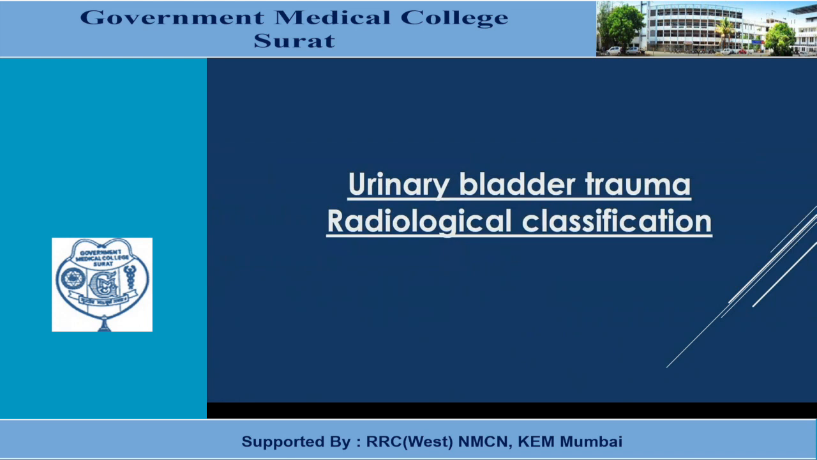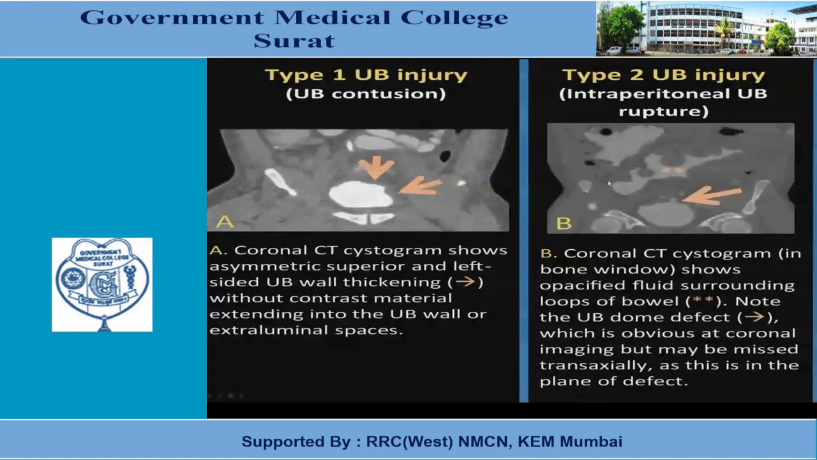Urinary bladder trauma and its radiological classification. In type 1 urinary bladder injury, there is only contusion of the urinary bladder wall. No extravasation of contrast from the bladder into the retroperitoneum, intraperitoneum, or extraperitoneum is noted. In type 2 urinary bladder injury, there is intraperitoneal urinary bladder rupture. You can see leakage of contrast from the fundus into the peritoneum. This is the type 2 urinary bladder injury.